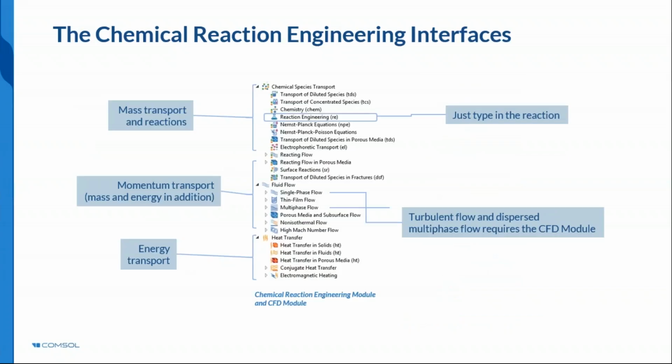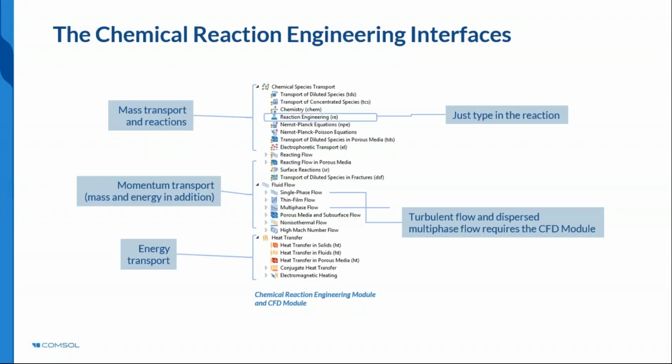Let's briefly discuss the different capabilities for species transport within the chemical reaction engineering module. The list here represents the physics interfaces available with the chemical reaction engineering module and some of the relevant functionality from the CFD module. The interfaces are separated into distinct themes: fluid flow, heat transport, and chemical species transport. At the top here we have mass transport and reactions. We have transport of concentrated species and transport of diluted species.